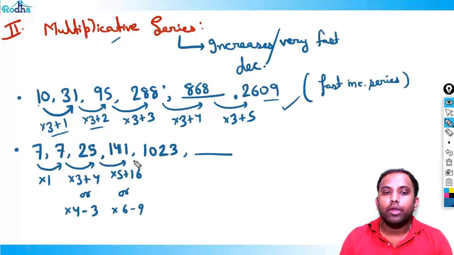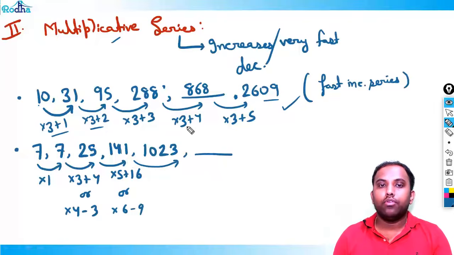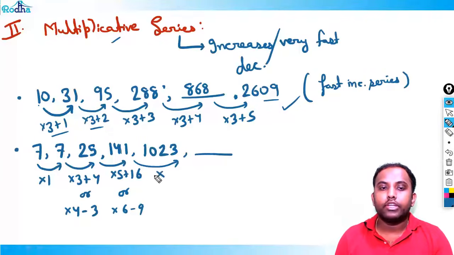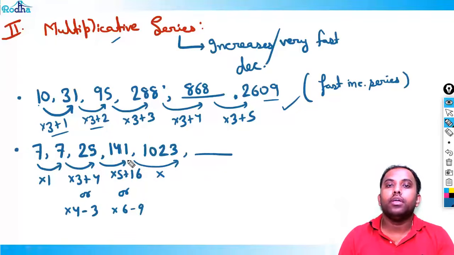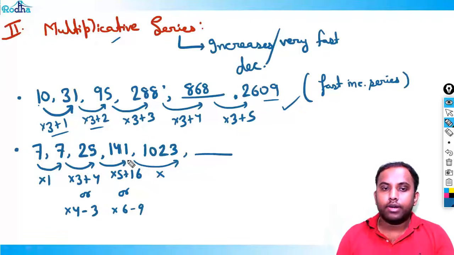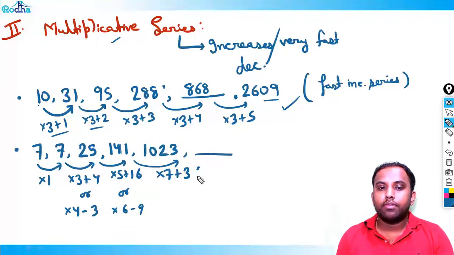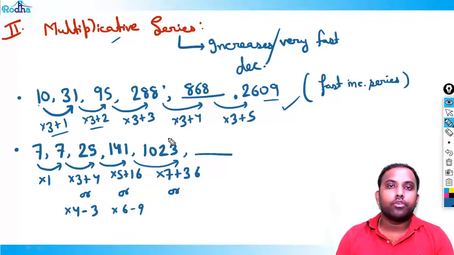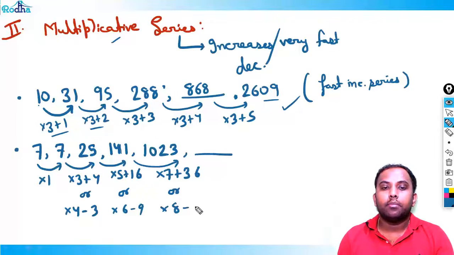Let me just do one more: 141 to 1023. If you solve it approximately, it will be like 8 times. So if you calculate first the addition, the previous multiple would be 140 times 7, which is 980. So 141 times 7 is 987. So it is times 7 plus 36. Or by subtraction, 140 times 8 is 1120, so 141 times 8 is 1128, hmm, 1127, right? So it is times 8 minus 104.